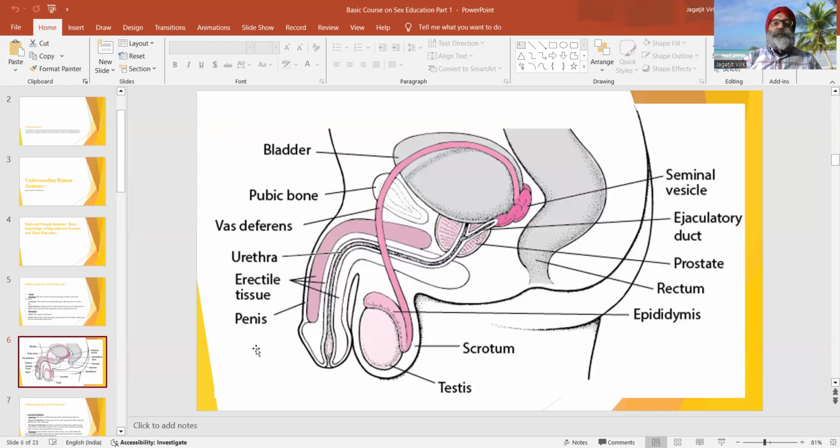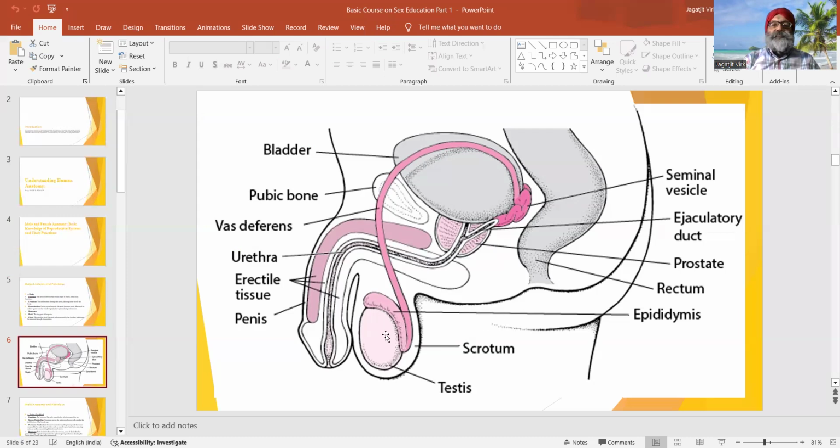This is the anatomy of male sex organs. This is a urinary bladder. This is a pubic bone. This hole is penis, and this is a seminal vesicle. This is testes, and the covering is a scrotum.